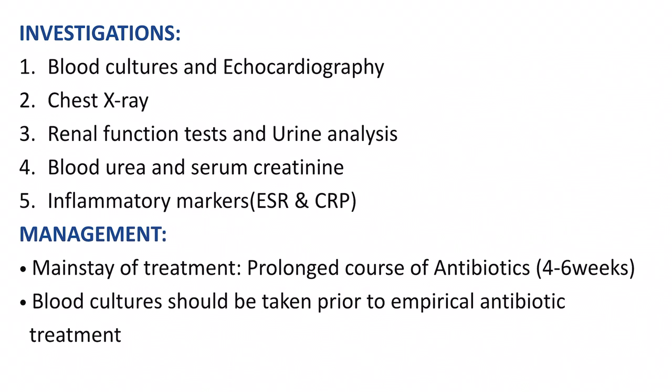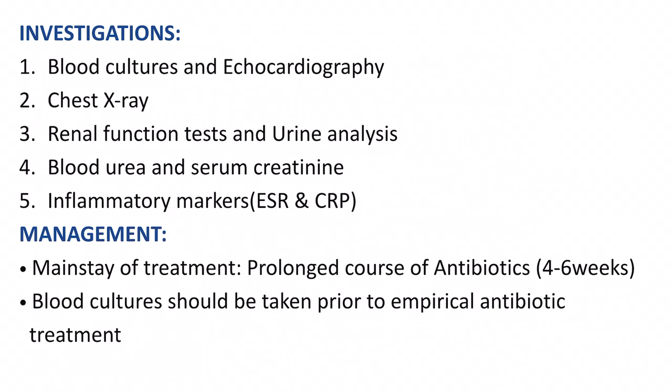Like we have seen in the major and minor criteria, many criteria were pertaining to the blood cultures and echocardiographic features only. And the other investigations are to assess the magnitude of the complications and to assess the fatality and to prognosticate the patient. So these are chest x-ray. This is done in cases of cardiac failure and pulmonary embolism. Renal function test and urine analysis. This is done to know the values of serum electrolytes, sodium, potassium, chloride and bicarbonate, and also urine analysis for presence of hematuria, and blood urea and serum creatinine in cases of glomerulonephritis.